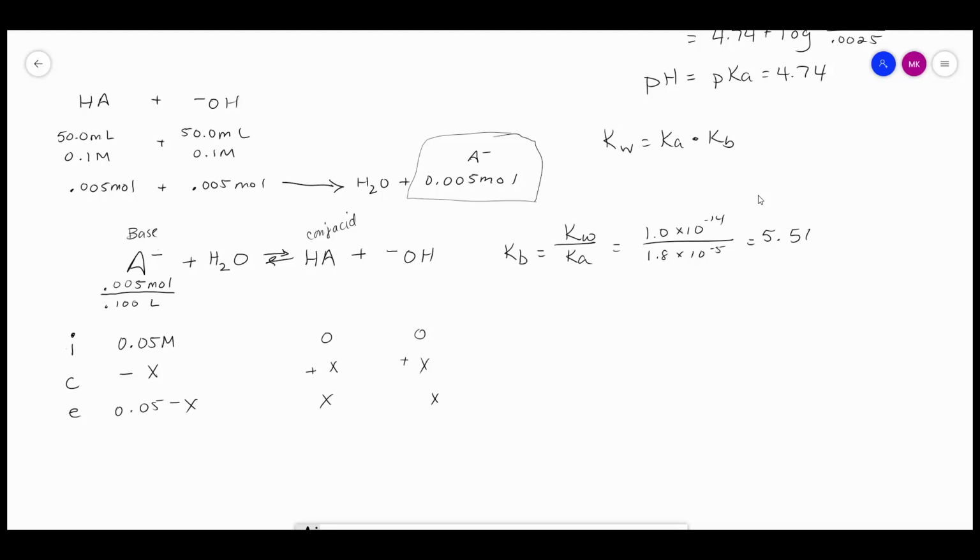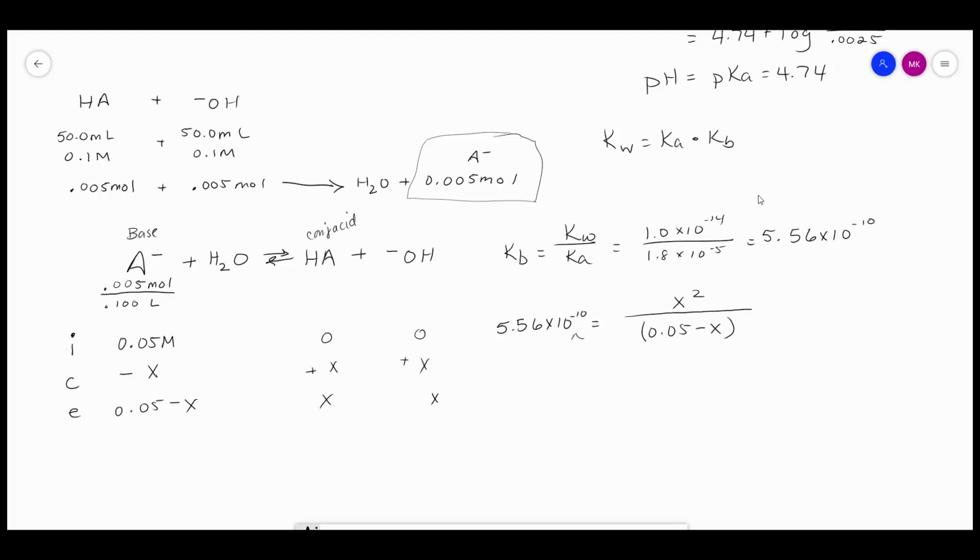I'm going to call it 5.56 times 10 to the negative 10. That is the Kb for this particular acid. And that's what we have here in the Kb expression. So 5.56 times 10 to the negative 10 is the value of Kb at equilibrium. I multiply the concentrations of my products, so X squared, and then divide that by the concentration of my reactant.